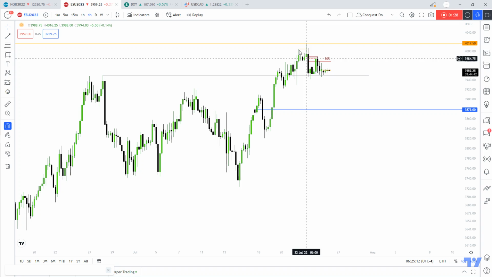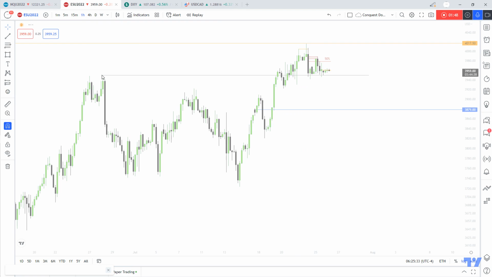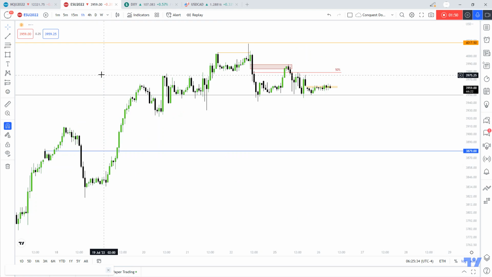In the 4-hour time frame, we can see that at this area here we ran the short-term high, and then we broke below this short-term low with the displacement. So if we go to the 1-hour time frame, I'll take you into that more clearly. You can see right here that high.